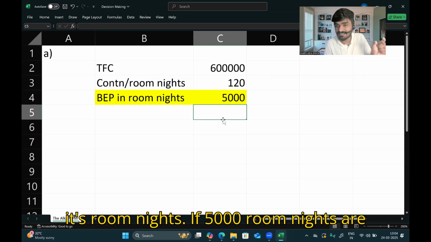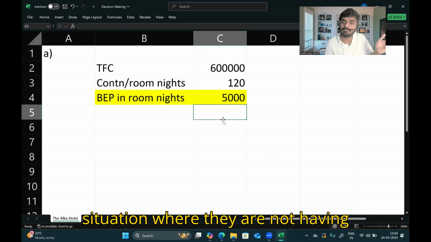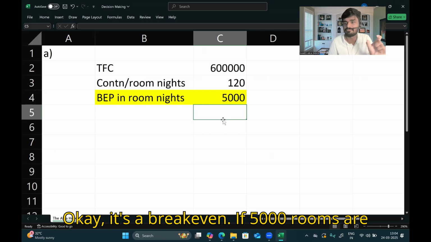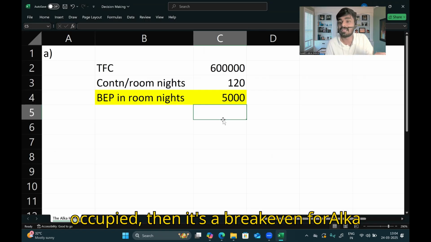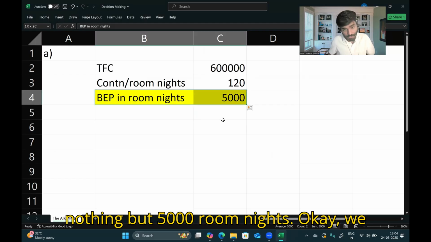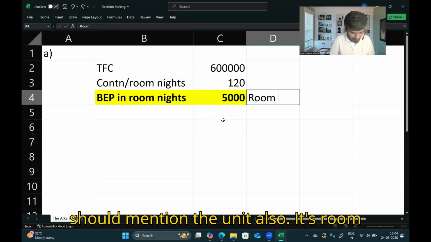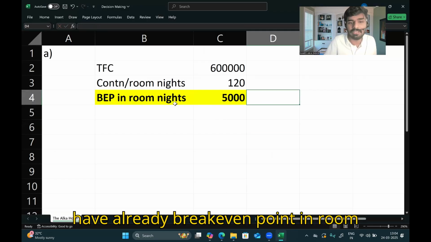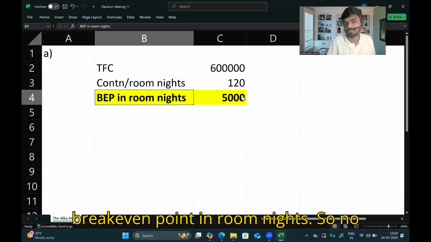If 5,000 room nights are occupied, then they will be in a situation where they have neither profit nor loss. It's a break even. So the break even point for Alka Hotel is 5,000 room nights. We should mention the unit also: 5,000 room nights.